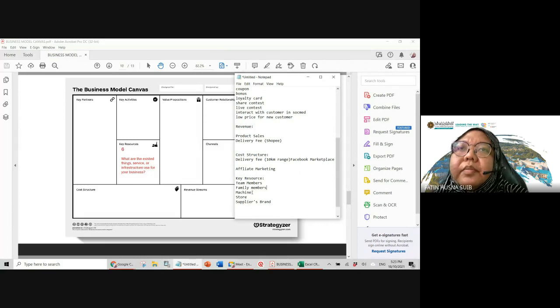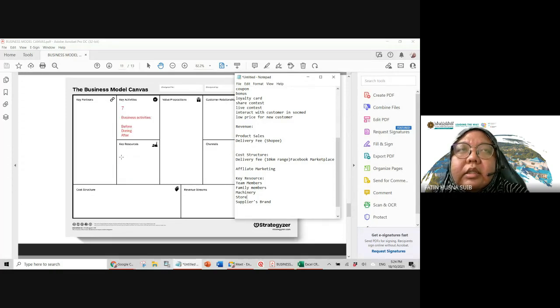Machinery, for example, you can put machinery, or the store. If you have a store, you put it. For a dropshipper, no need for a store, no need for machinery. Again, for the dropshipper, it's basically the supplier's brand, and then team members, family members. So infrastructure used for your business, this one you already have.